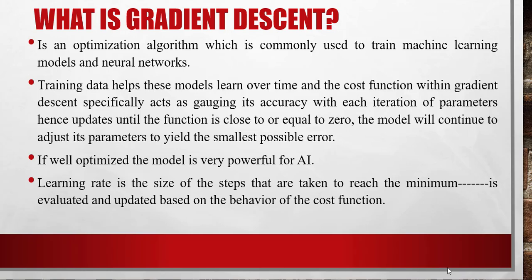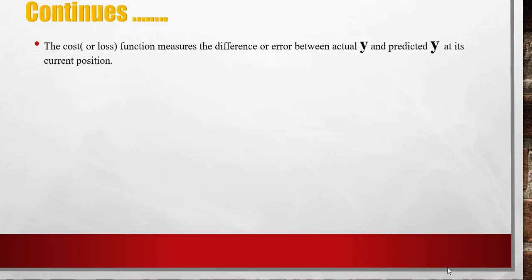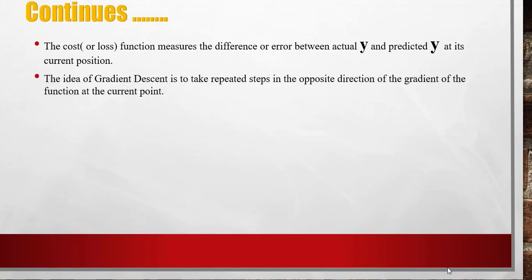And we also have what we call a learning rate, the rate at which your model is learning. It is the size of the steps that are taken to reach the minimum or the minima. It is evaluated and updated based on the behavior of the cost function. And the cost function, or the loss function, measures the difference or error between the actual y and the predicted y at its current position. And the idea of gradient descent is to take repeated steps in the opposite direction of the gradient of a function at the current point.